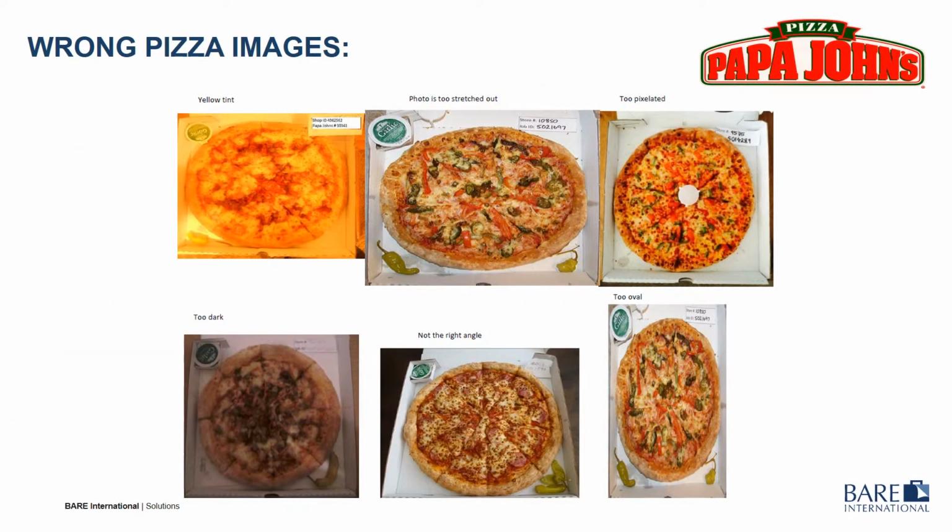Now have a look at all these images. All these pizzas won't be accepted. The first one has a strange coloring. The second is too stretched out. The third is too pixelated and also has an object at the center of it. The fourth is too dark. And the fifth is a clear example of a pizza picture without the right angle. The last one is too stretched again and too oval.